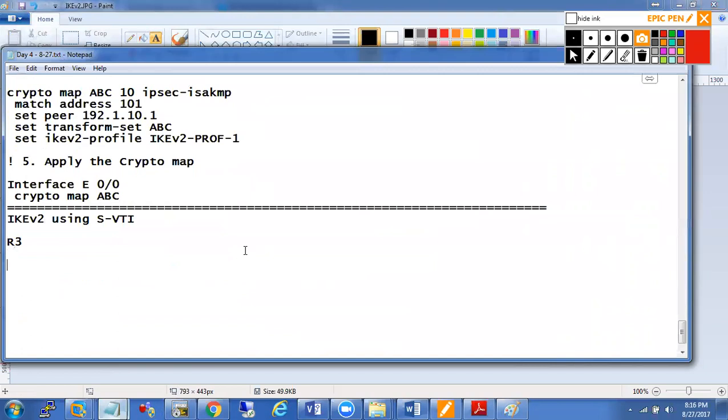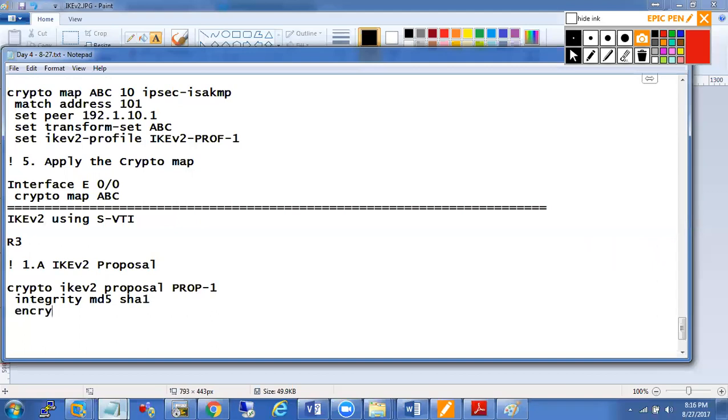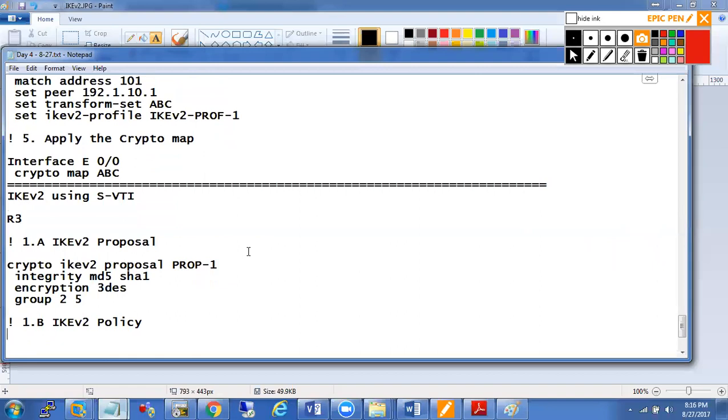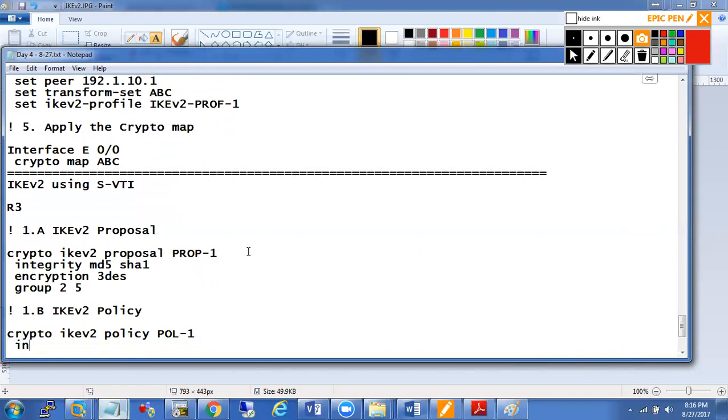R3, let's just do it manually. 1A, the IKEv2 proposal: crypto IKEv2 proposal prop 1, integrity I'll say is MD5, SHA-1, encryption just use triple DES, and group will use 2 and 5. 1B, IKEv2 policy: crypto IKEv2 policy Paul_Paul-1, and that is just going to call the proposal prop 1.